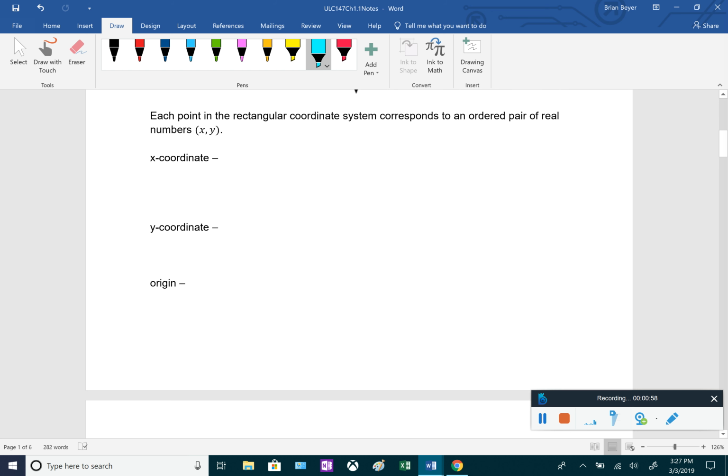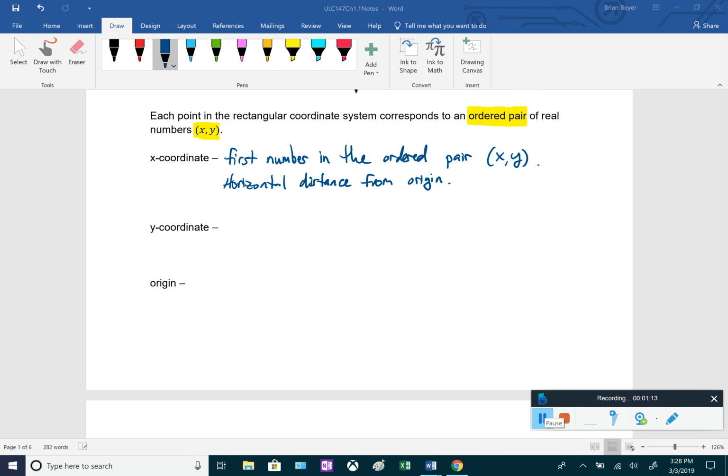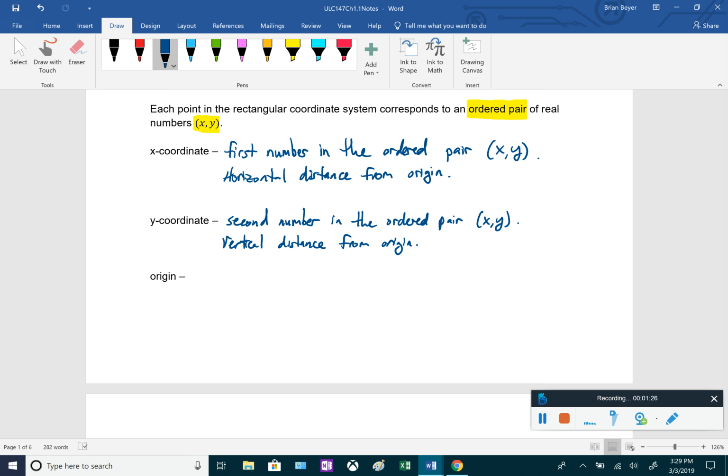Each point on this rectangular coordinate system is going to correspond to an ordered pair of real numbers, which we denote with parentheses, and it's x comma y. The x coordinate is the first number in the ordered pair, which is the horizontal distance from the origin. The y coordinate is the second number in the ordered pair, which is the vertical distance from the origin, and the origin is the coordinate 0, 0. That's an x coordinate of 0, a y coordinate of 0. It's where the axes meet in the middle.